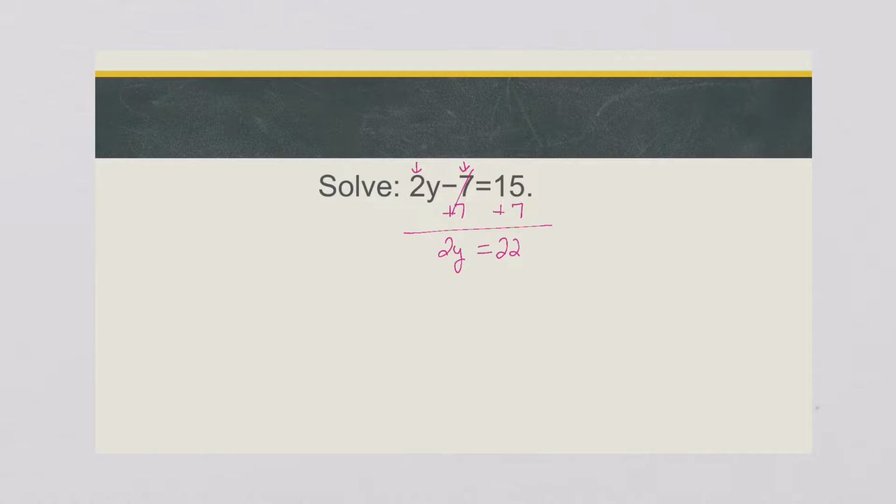Now, what do you have to do to solve this? 2 times y equals 22. How do you undo multiplication? You undo multiplication with division. Divide both sides by 2. So y is equal to 11.